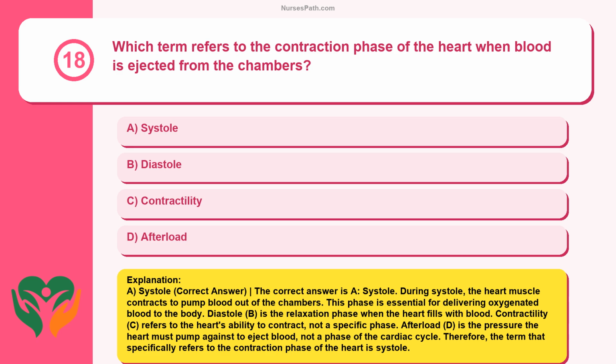Systole. During systole, the heart muscle contracts to pump blood out of the chambers. This phase is essential for delivering oxygenated blood to the body.